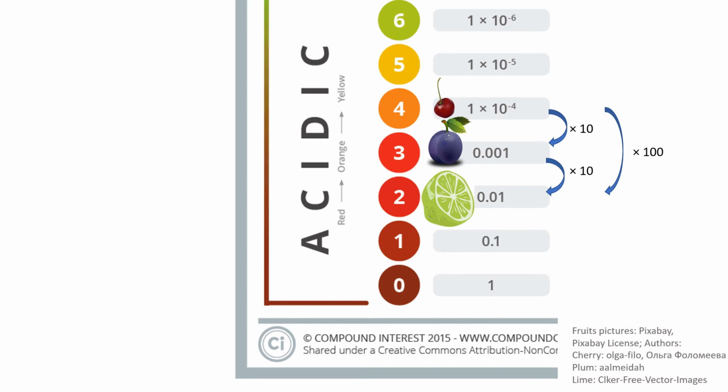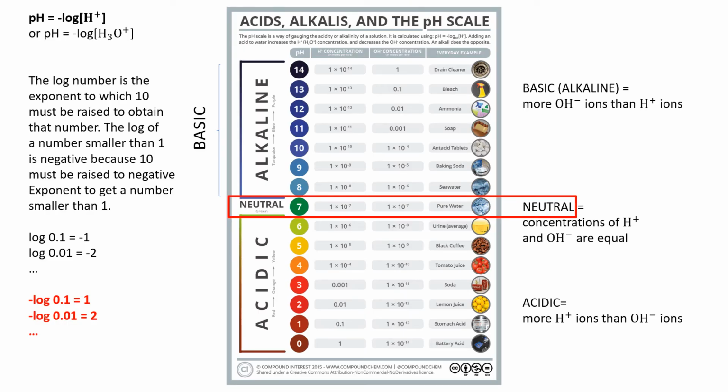Since the pH scale is a logarithmic scale, a change of 1 pH unit corresponds to a 10-fold change in hydrogen ion concentration. For example, a lime with a pH of 2 is 10 times more acidic than a plum with a pH of 3 and 100 times more acidic than a cherry with a pH of 4. Notice that changing hydrogen ion concentration in aqueous solution produces an inverse change in the concentration of hydroxide ions, and vice versa. In all aqueous solutions, both ions are present.